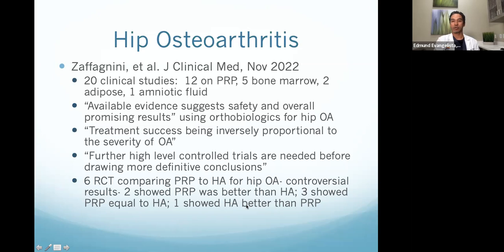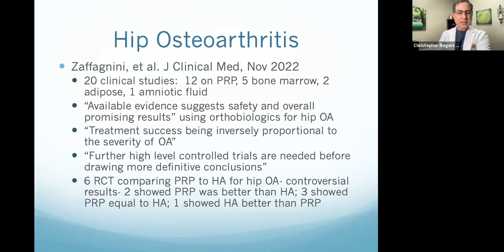I think we really have to look at the studies in detail to see why there's a discrepancy between the knee data and the hip data for comparing PRP to HA. There are different ways to formulate the PRP. Maybe some of these patients had more severe arthritis and don't respond as well. So we really have to delve into the data to see why the data is showing this.